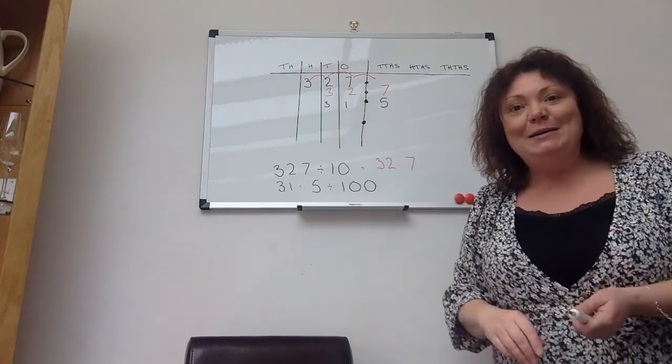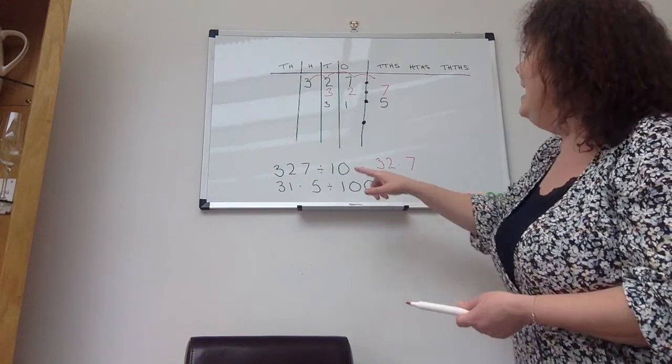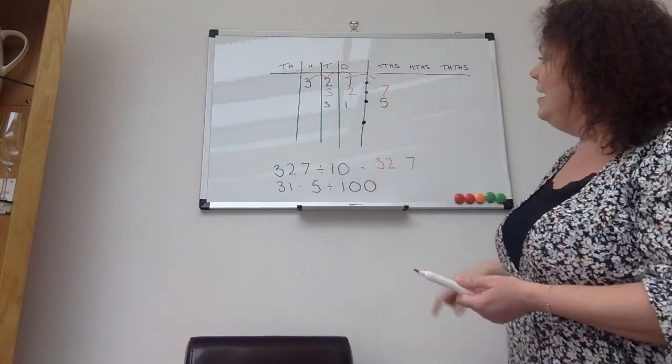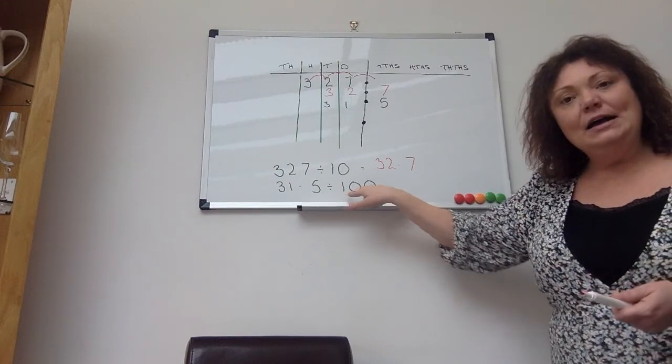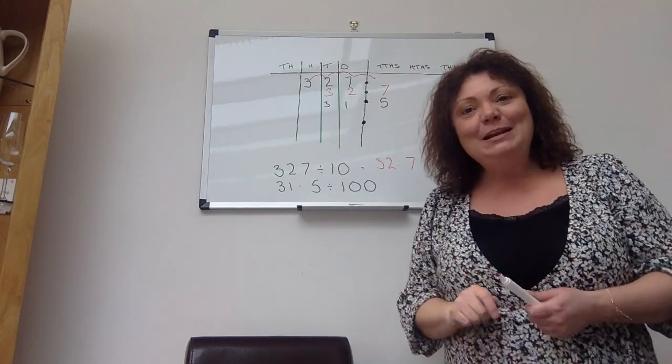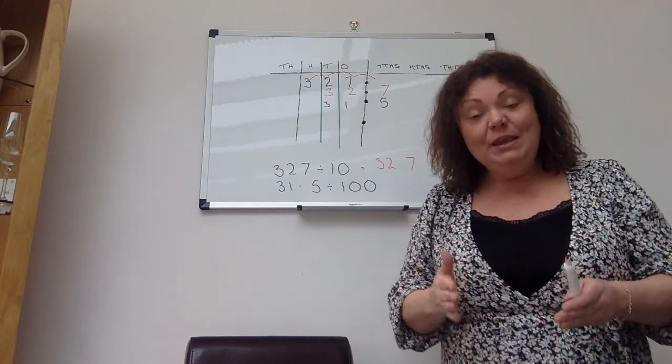So are you going to be able to tell me how we do this next one? I think you might be able to. We have got 31.5 and we are going to divide it by 100. So I wonder how many places are we going to move this? It's going to get smaller because it's a division.